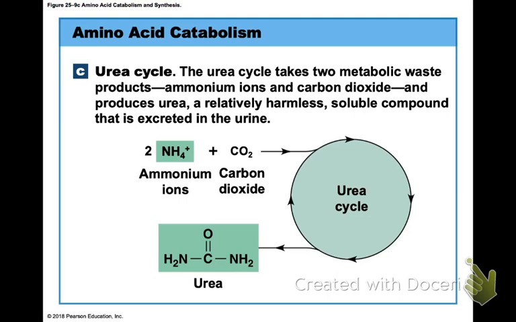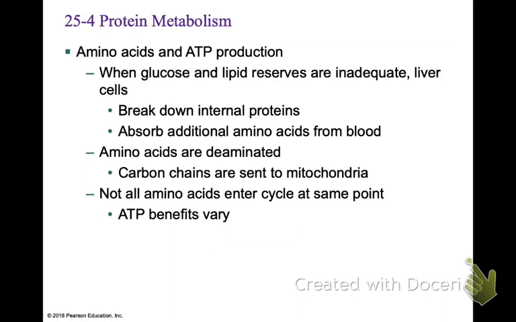We're going to take 2 ammonias and a CO2 and make a urea out of it. That urea can go into the bloodstream. It's going to go to the kidneys and get excreted as urine, which is how it got the name urea to begin with.